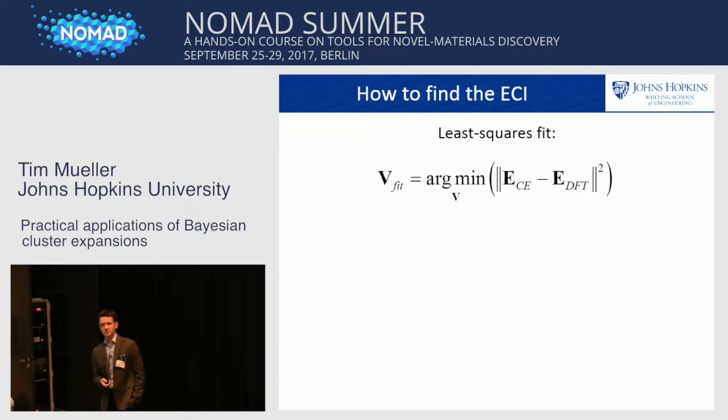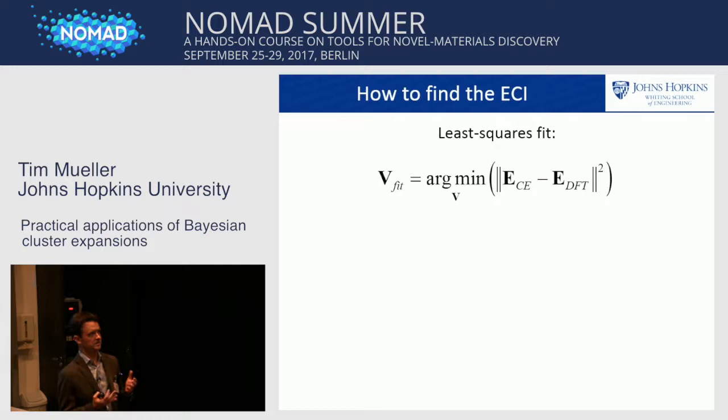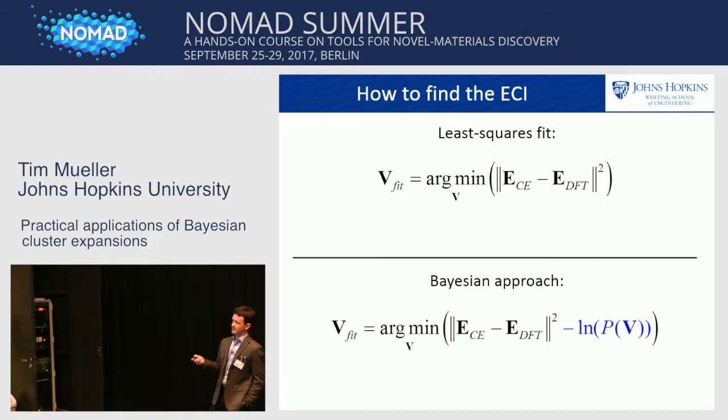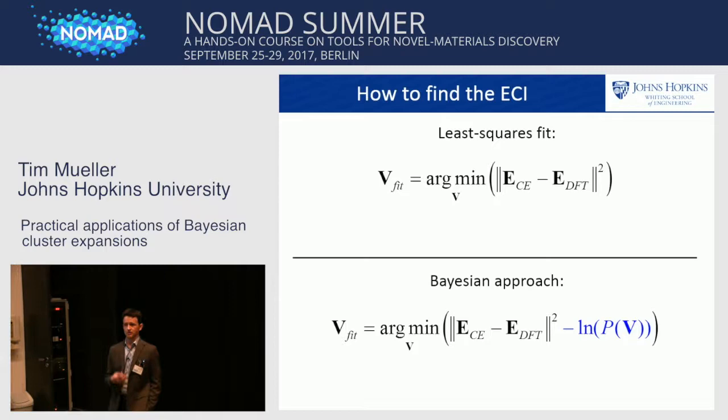Now, if you look in the machine learning literature, specifically the statistical machine learning literature, you'll find that there's generally a better way to do this than a least squares fit. It's very similar. We have a similar expression, but we use a Bayesian approach. It's the exact same expression, except now we're minimizing the squared error minus the natural log of this term here, which is the prior probability over the possible values for the effective cluster interactions.